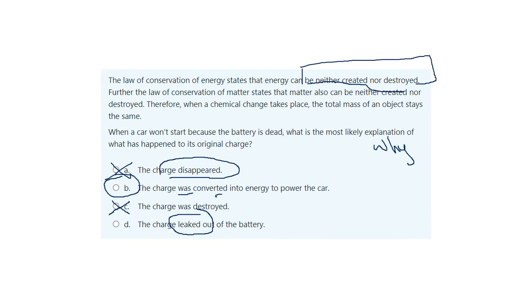Hopefully you got that just by thinking about energy cannot be created or destroyed, so it cannot be C, and disappear is not really a scientific explanation. Leaking out is also not really a scientific explanation. We want to know, where did that energy go? What happened to it?